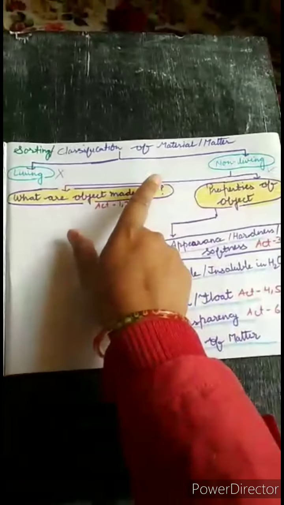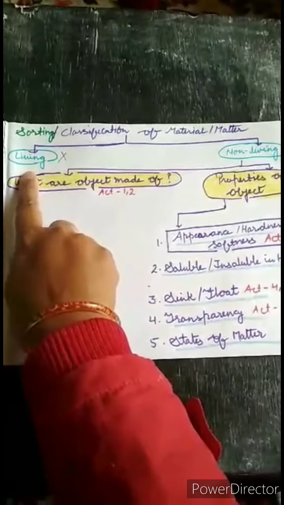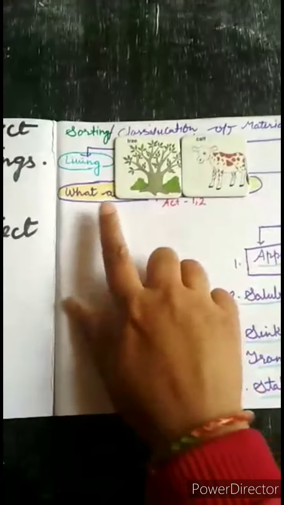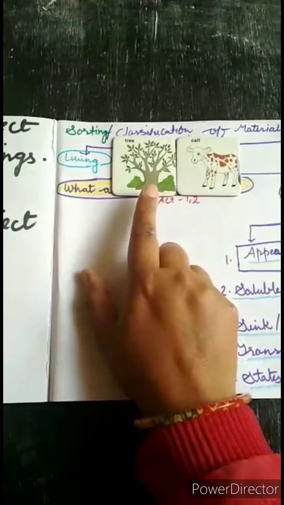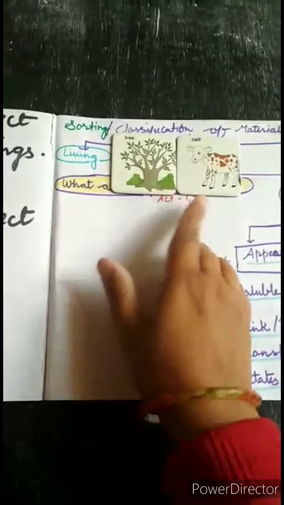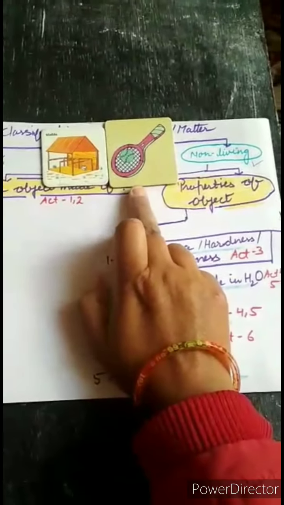Sorting of matter is divided into two categories. First is living and second is non-living thing. You already know what is meant by living thing. So there are two types of variety of living thing which are found on our earth. First is tree or plant and second one is animal. So these two are the examples of living things.